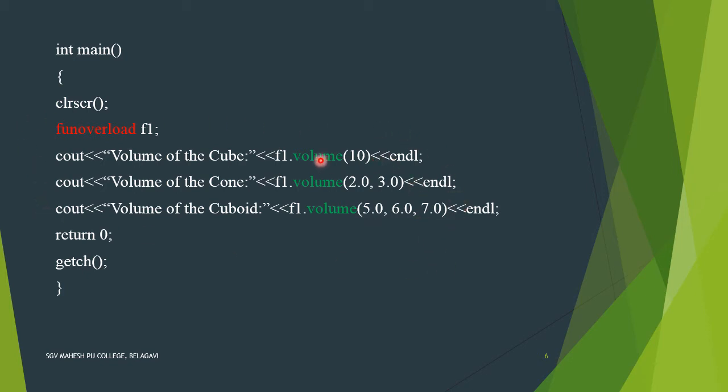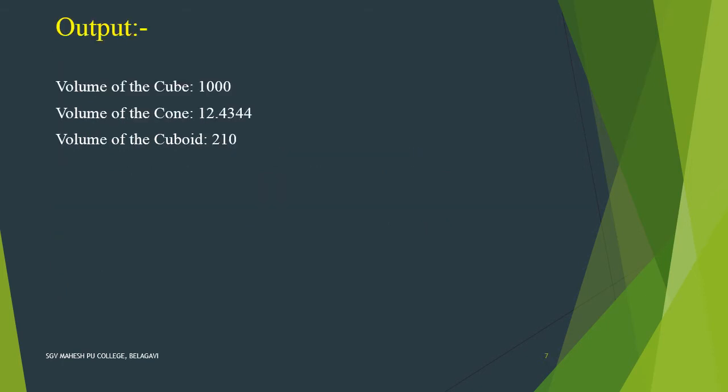So here are the arguments which you are passing to the function volume. The compiler decides based on the arguments which function has to be executed. It's based on the number of arguments. So based on these arguments, it goes into the function, calculates the value of cone, cube, cuboid, and gives you the output.